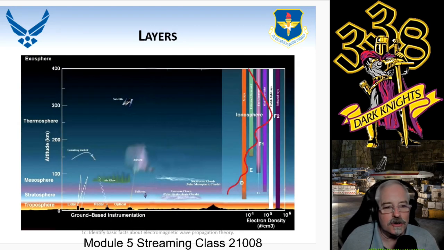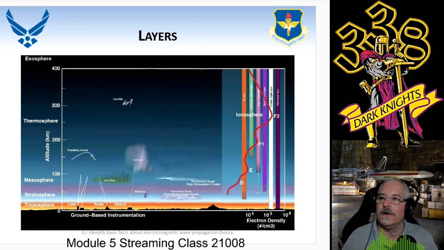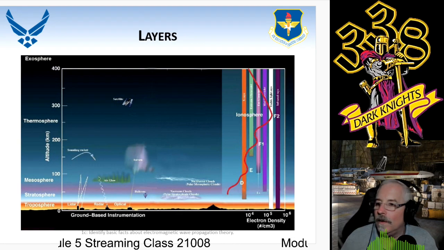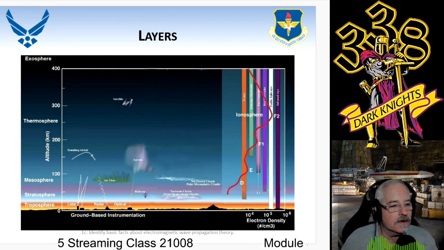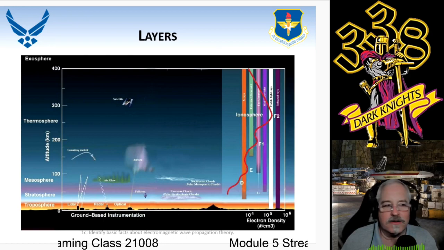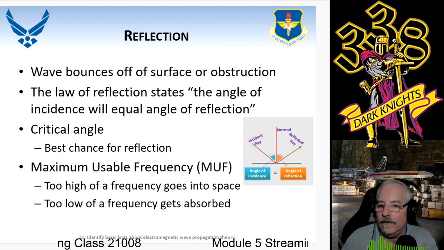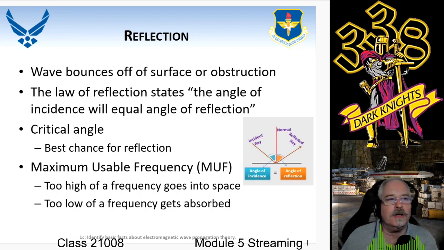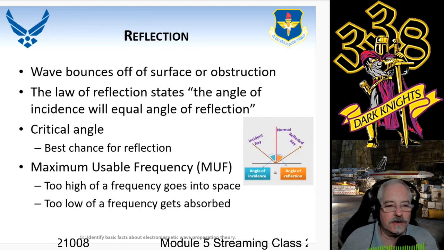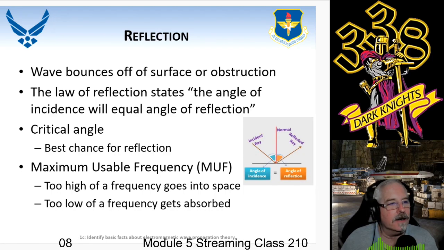So again, this is a blown up version of what the layers look like and what the sun does to the ionosphere. Not so much for the tropo, but we do have some issues with the tropo when we talk about temperature inversion. Now, we do have something called reflection. The key part here is this sentence right here.